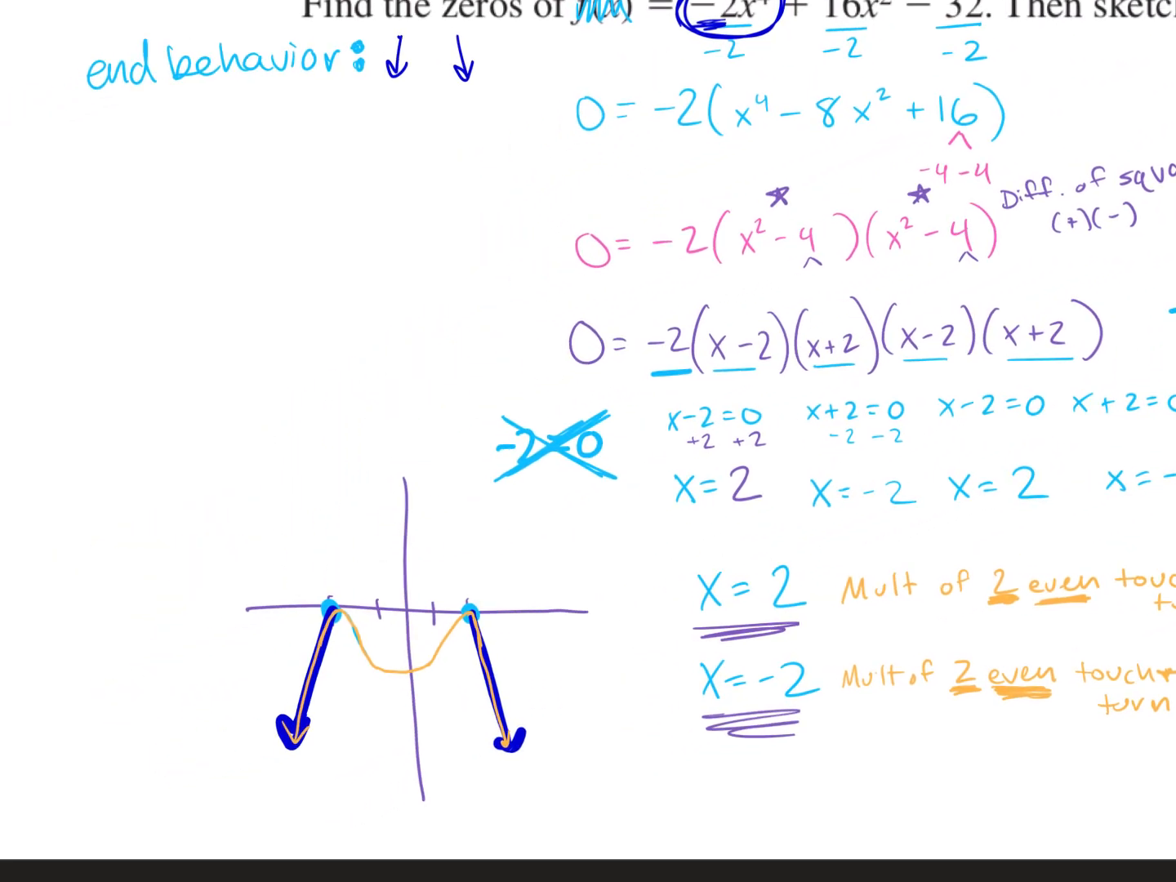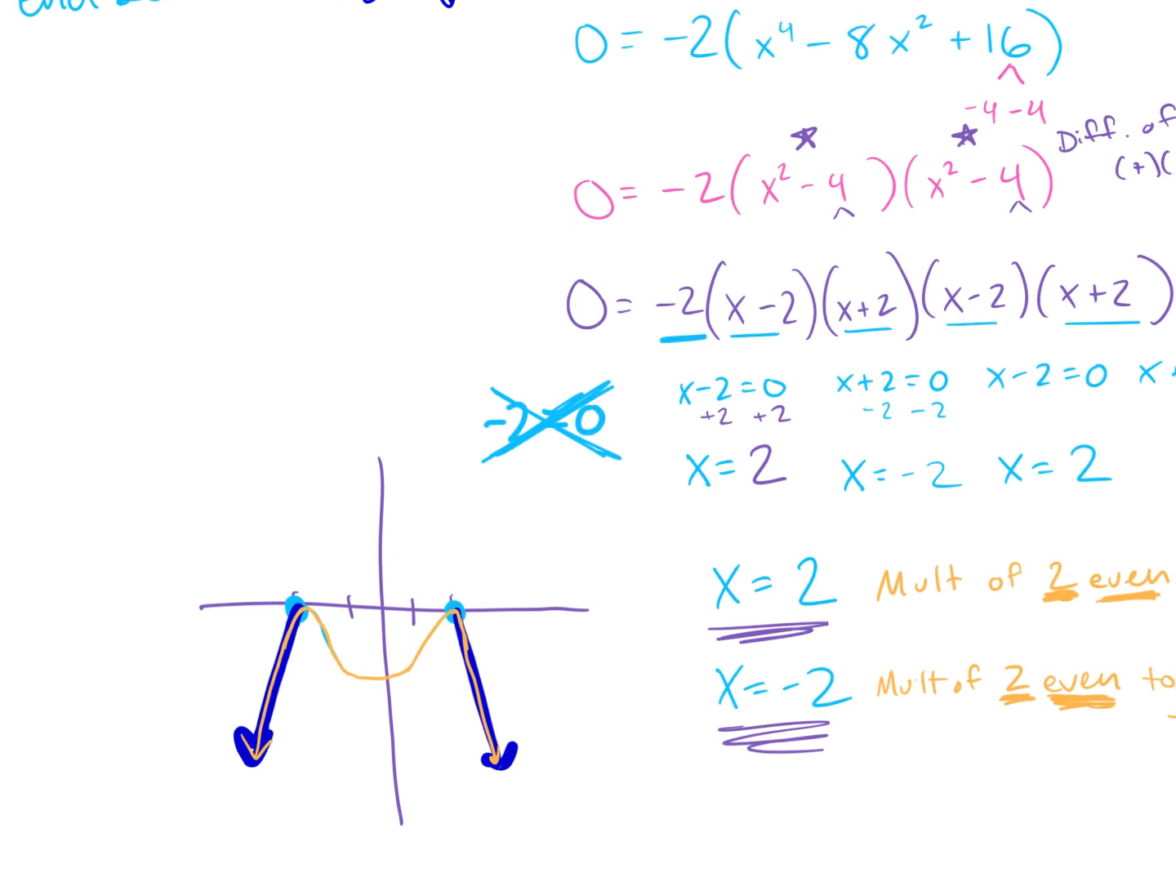So again, that's super important. You only touch the x-axis at the zeros. We will never ever cross at any other point other than the 2 zeros that you found, or however many zeros you find.